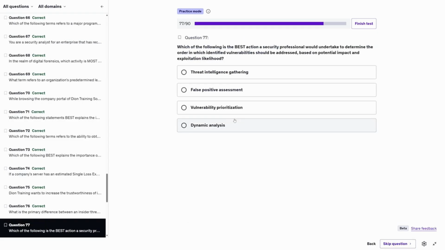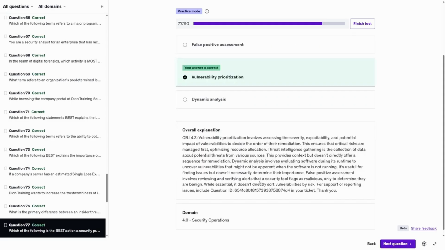Which of the following is the best action a security professional would undertake to determine the order in which identified vulnerabilities should be addressed based on potential impact and exploitation likelihood? The correct answer here is C, vulnerability prioritization. Vulnerability prioritization involves assessing the severity, exploitability, and potential impact of vulnerabilities to decide the order of their remediation. This ensures that critical risks are managed first, optimizing resource allocation. I'll leave up the other answers for a few seconds.